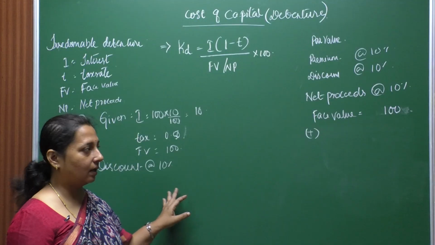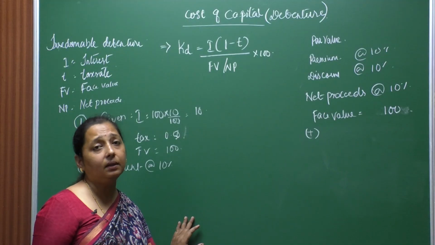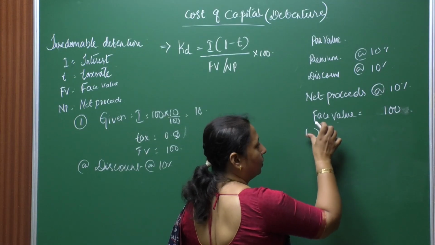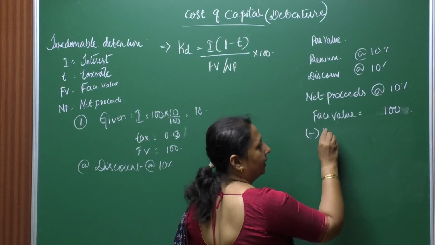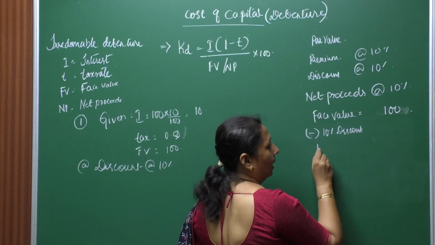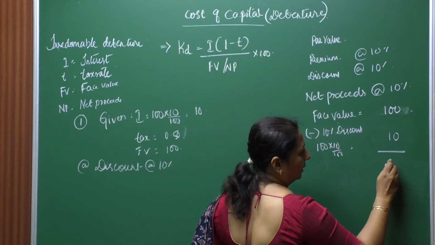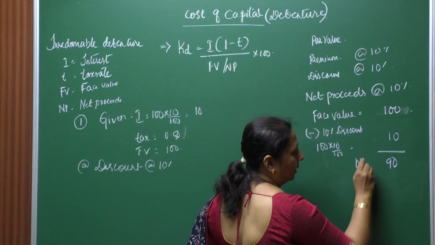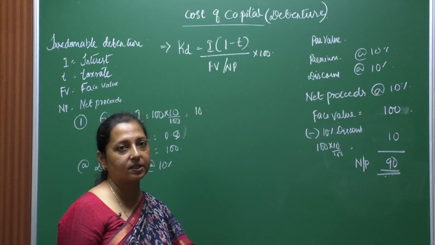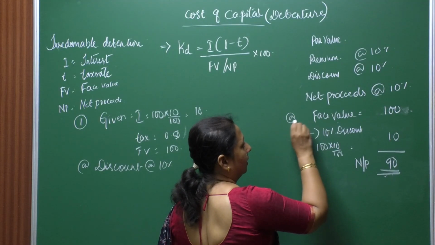Okay, so first we will calculate the 10% discount and we will calculate the premium value. How do you calculate? So face value is 100, so we will do it at a discount, minus 10% discount. As I told you, 100 into 10%, that gives you 10 rupees, deducted, 90 rupees is your net proceeds. This is first.